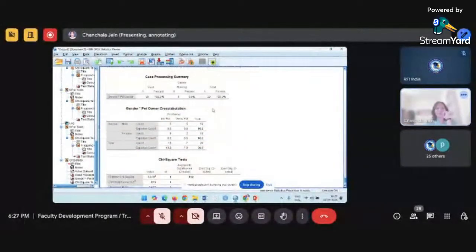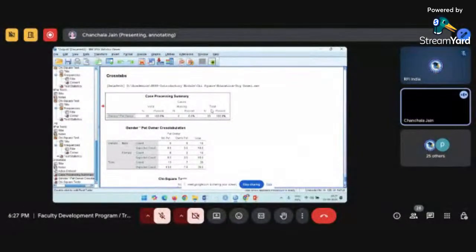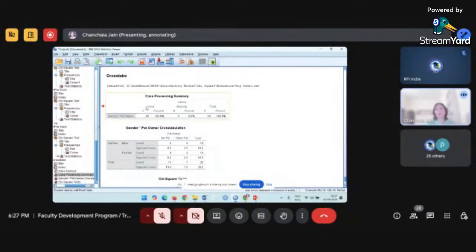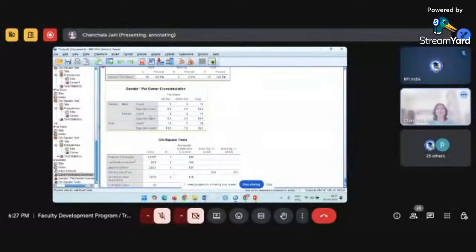Now, you can see I'm starting with the first table, which is known as the case processing summary. This is telling us we are having a total of 20 observations, right? For the gender and pet ownership combination. Then there is no missing value.